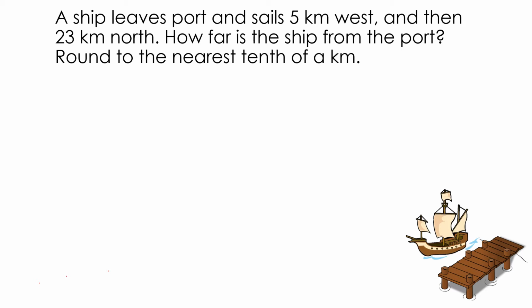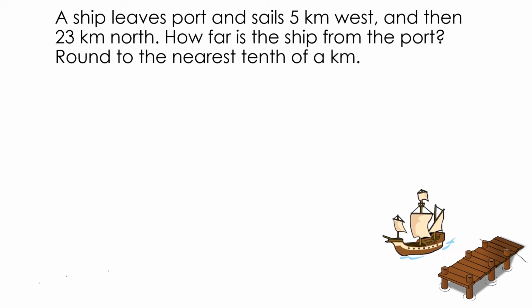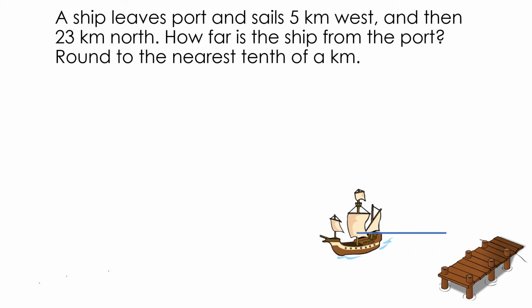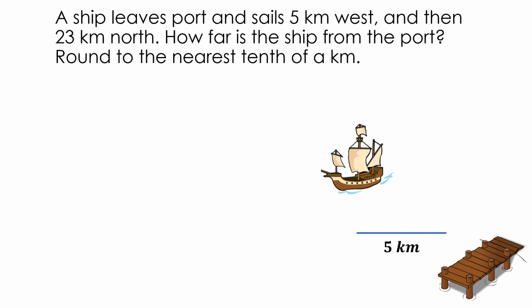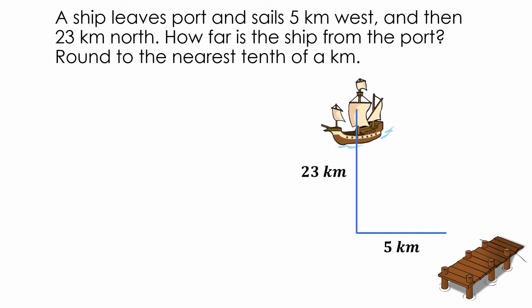So our boat has to head 5 kilometers west. And then it's going to move 23 kilometers north. Now we need to determine how far the ship is from the port. We're going to draw a straight line going from the port to the ship. Now you can see how the Pythagorean theorem will help us solve this problem. Our right angle is always directly across from our C value. So once we determine the C value, we'll know how far our ship is from the port.